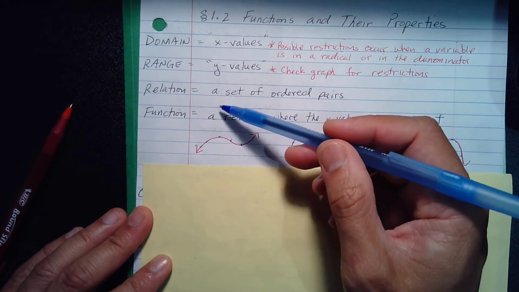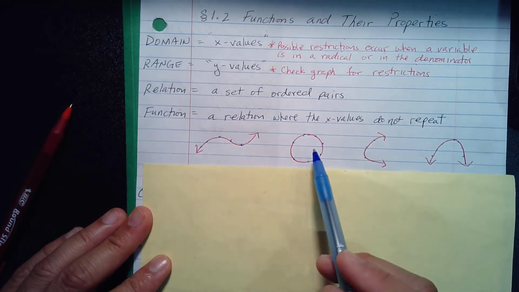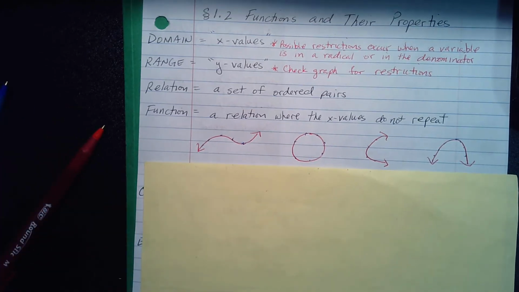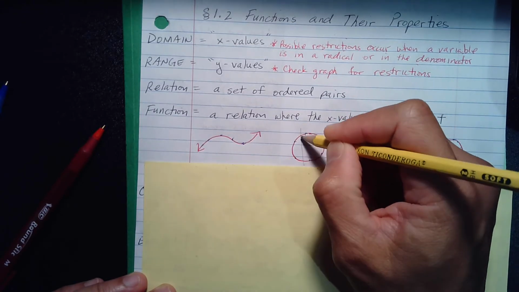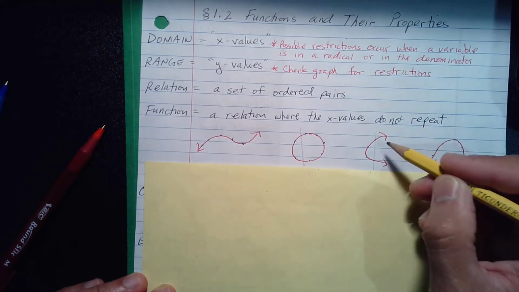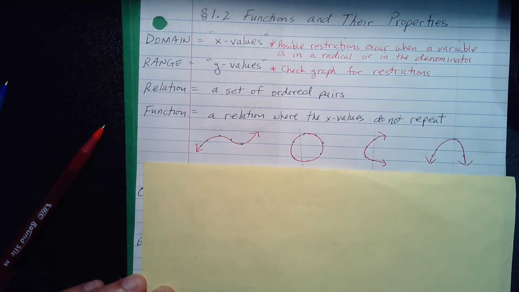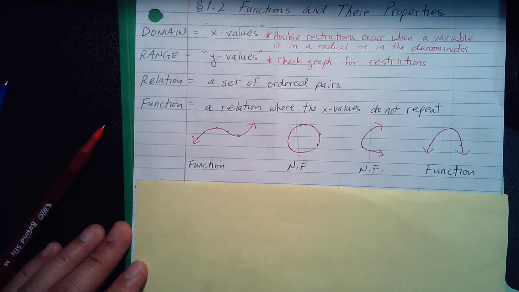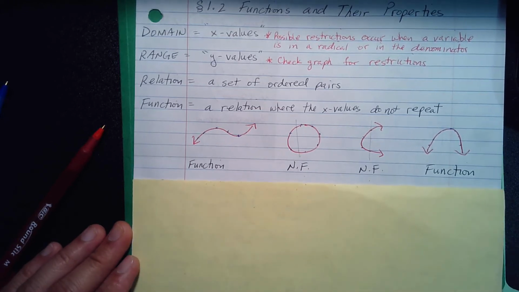So if we draw a vertical line, this is a function, this is not a function, because it will cross the graph two times, here and here. This is not a function because it crosses twice. This is a function because it only intersects the graph one time. So function, not a function, not a function, function.